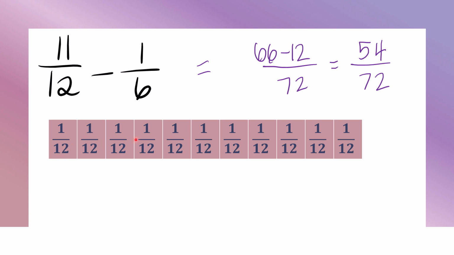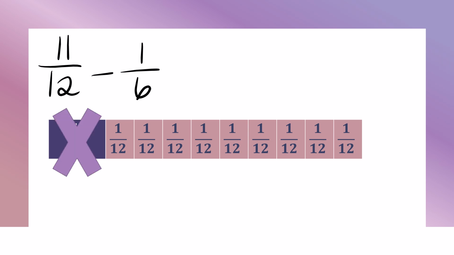All right, so we're taking 11/12. We have 1, 2, 3, 4, 5, 6, 7, 8, 9, 10, 11. So you see we have 11 of the 1/12 pieces, and we have one 1/6 piece. So if you had your little fraction strips, you could line these up. You would say, okay, I'm taking off 1/6, so I've matched that up. That's 2 of my 1/12 pieces. I'm going to take those away.